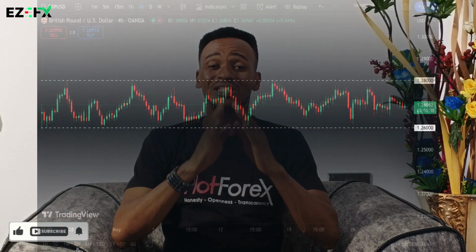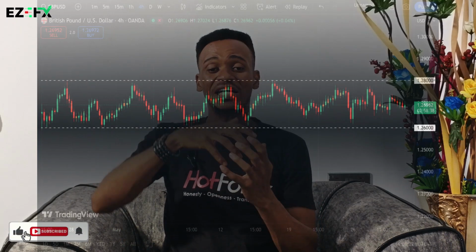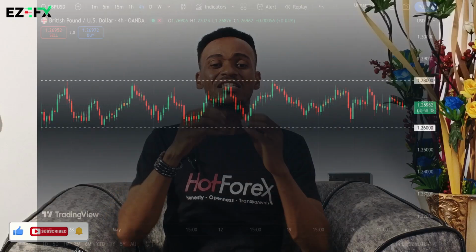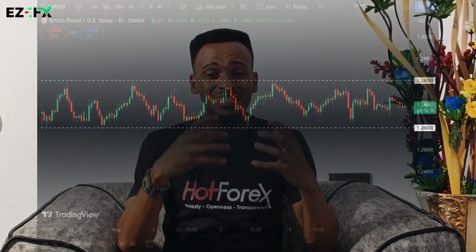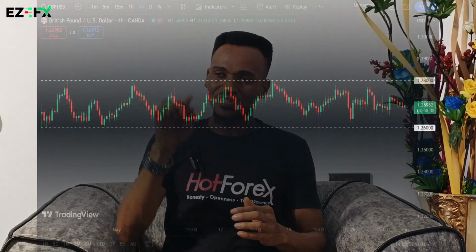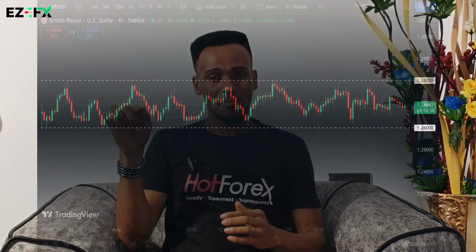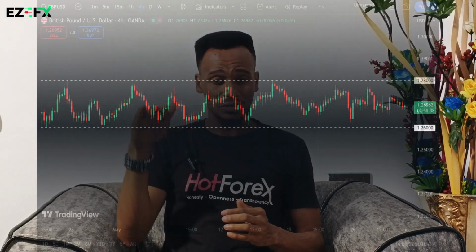The same thing happens in a sideways trend, where you have an equal number of buyers and sellers. Do you get it? In this case, price moves between support and resistance without creating new highs or new lows. The market just keeps moving in a zigzag form, upward, downwards, upward, downwards. And this is called a ranging or sideways market.